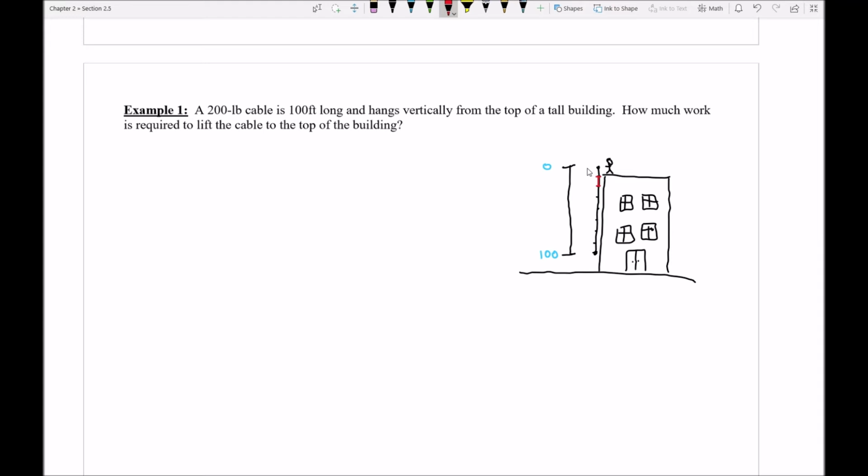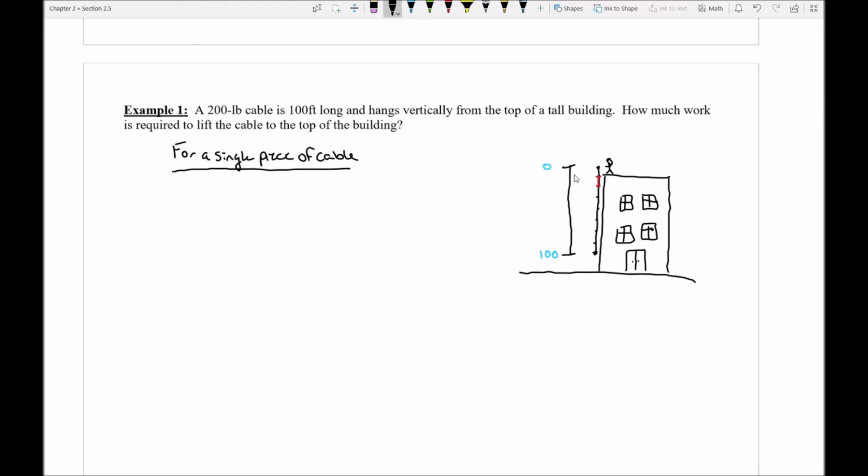So I'm going to start by trying to figure out how much force I'm going to need to move that one single piece of cable. And so I'll start up here by just writing that I'm working with a single piece of cable. This is an important distinction, because later we'll talk about how we summarize this to get the whole cable.